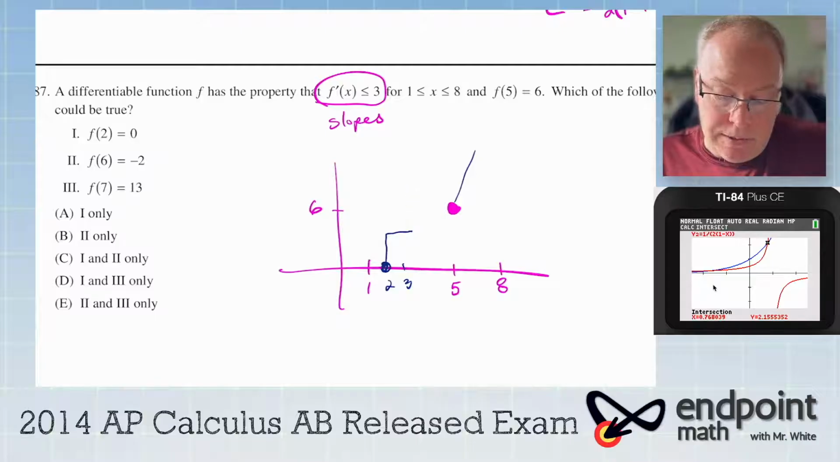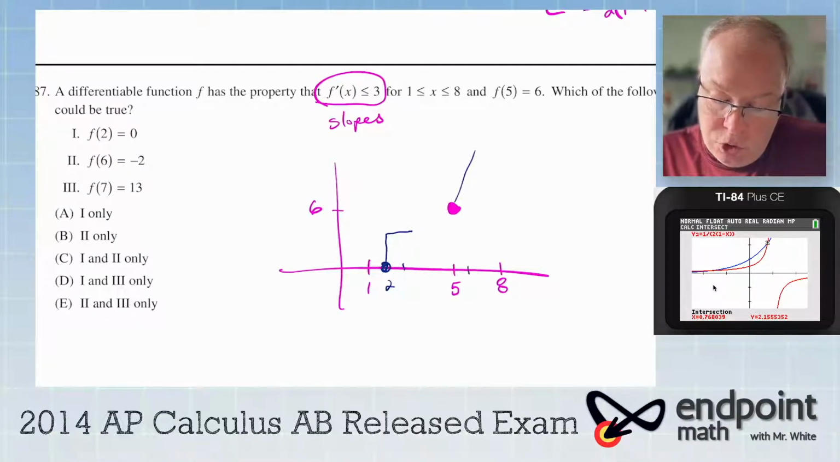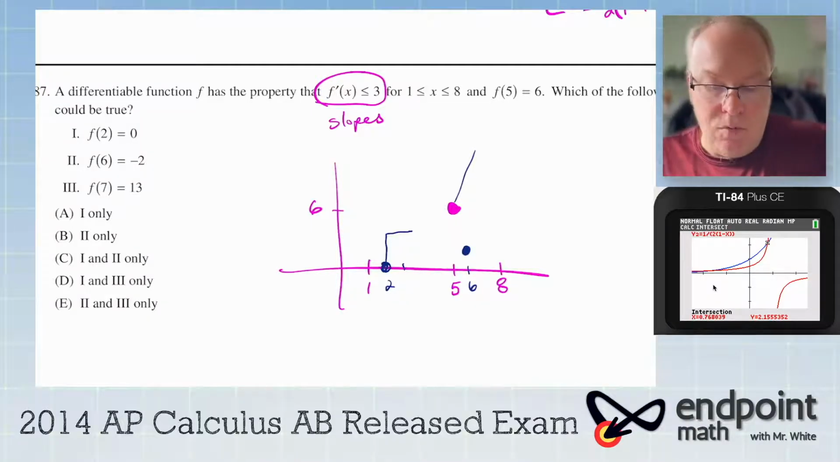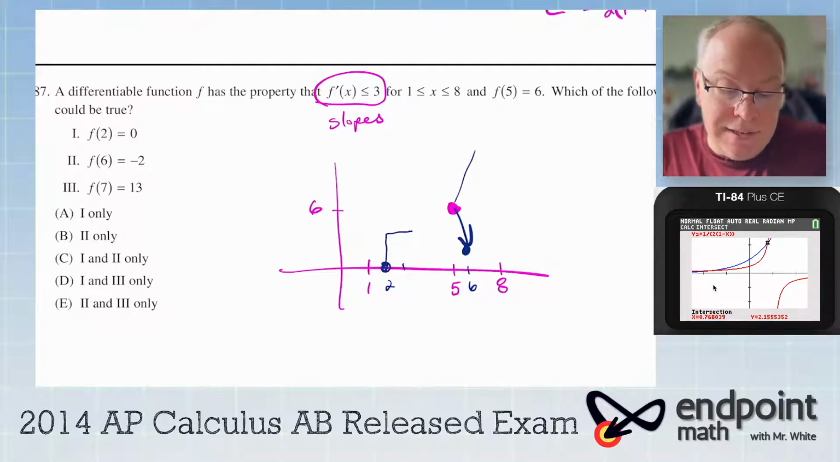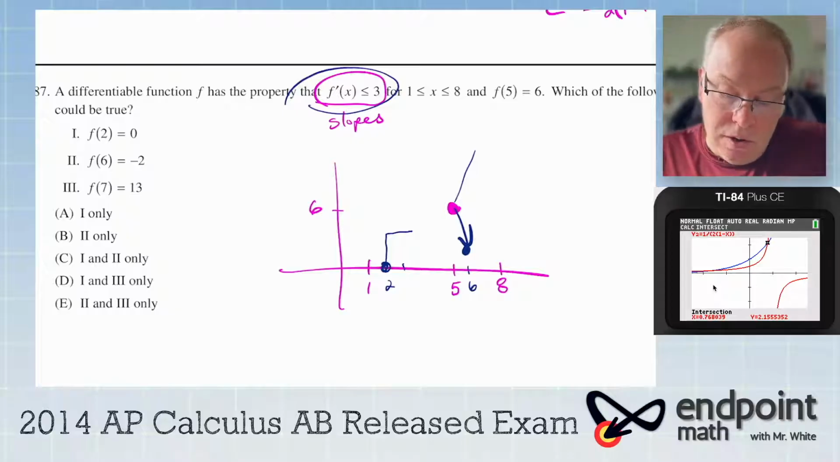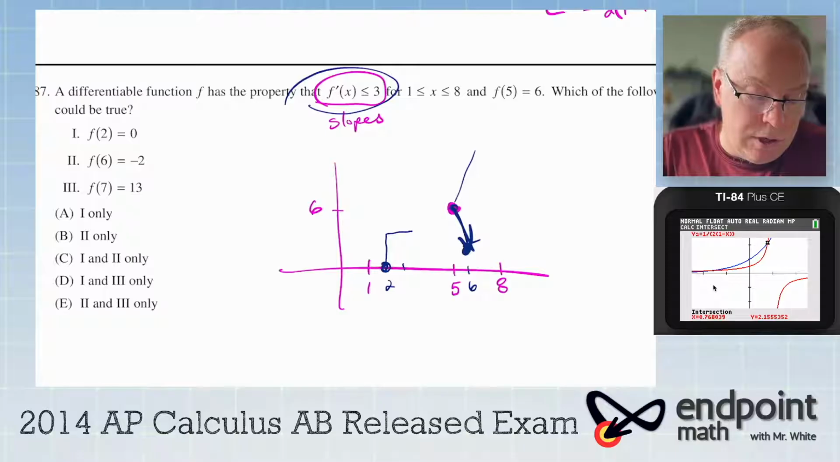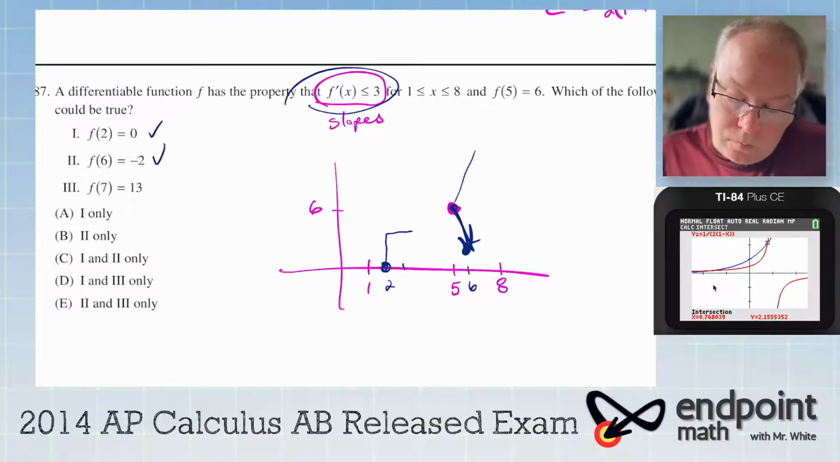All right, let me get this mess out of the way. Now, if f of 6 is 2, is that possible? That's an easy one because the slopes are allowed to be negative. This does not say the slopes are always positive. So yes, we could be here and then we could go down here with a negative slope. So that one's possible also.